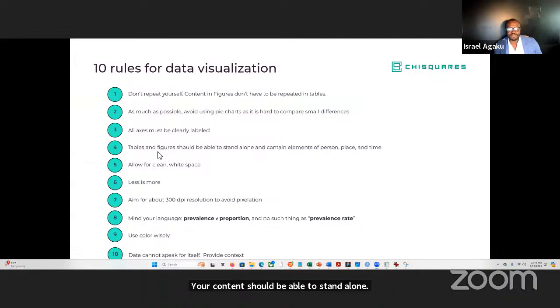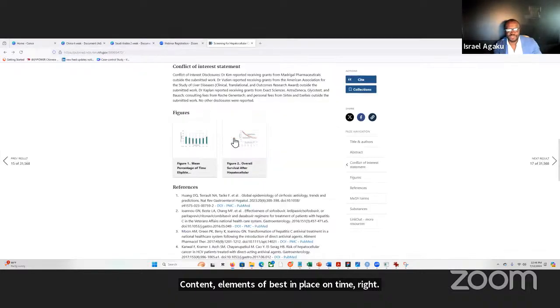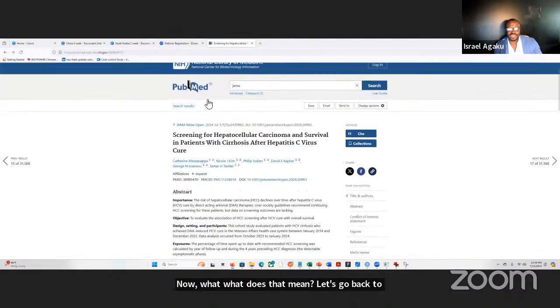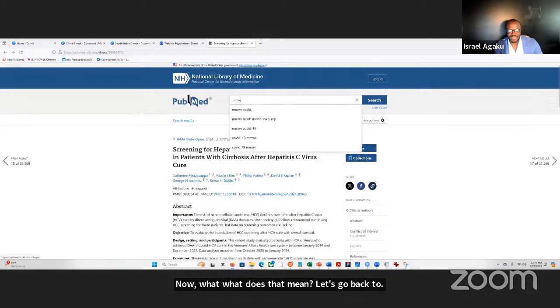And then tables and figures should be able to stand alone and should contain elements of person, place, and time. Unfortunately, that's not something I see a lot. The title of your table or your figure must contain elements of person, place, and time, right? Now, what does that mean? Let's look at a good example.